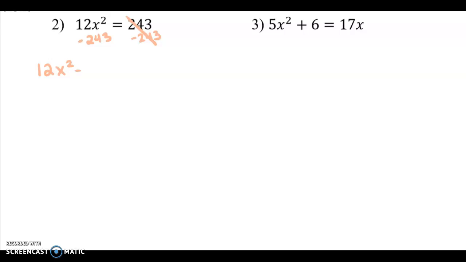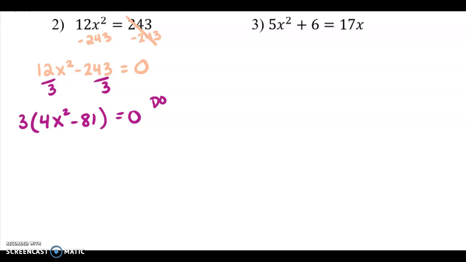12x squared minus 243 equals 0. Now it's a binomial, so I'm thinking of difference of 2 squares, but as you can see, I don't have 2 squares here. So I'm wondering if I can pull out a GCF. And I can divide them both by 3. So if I pull out a GCF of 3, I'm left with 4x squared minus 81.